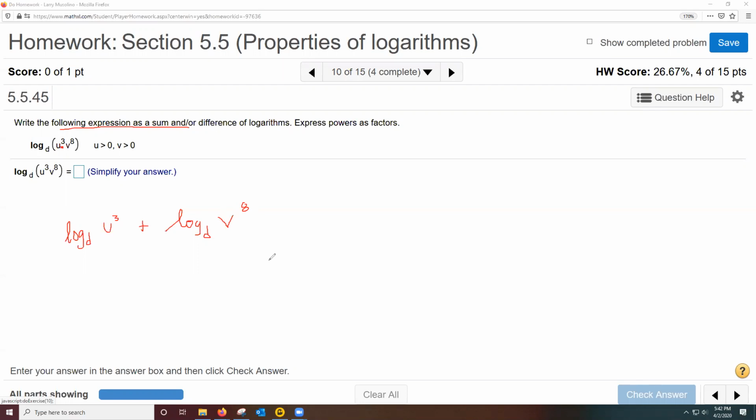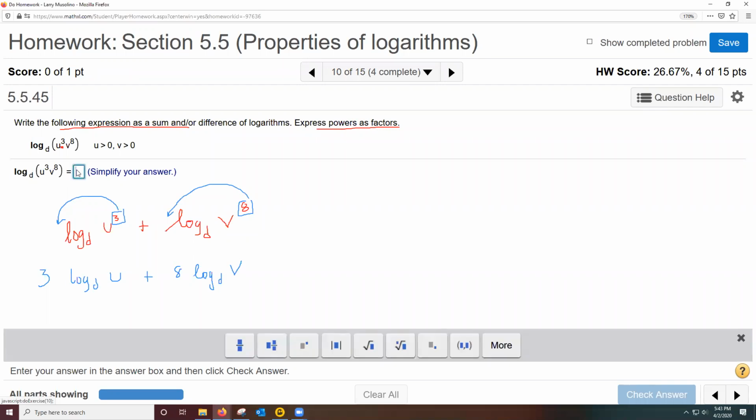I can go one more step, because notice it says express powers as factors. That means get the exponents down in front. Well, that third property that we talked about said you can take the exponents and bring them down in front as multipliers. So I'm going to do that. So this is going to be 3 log to the base d of u plus 8 log to the base d of v. And that's about as much simplification and rewriting as I can do. So this should be the final answer.